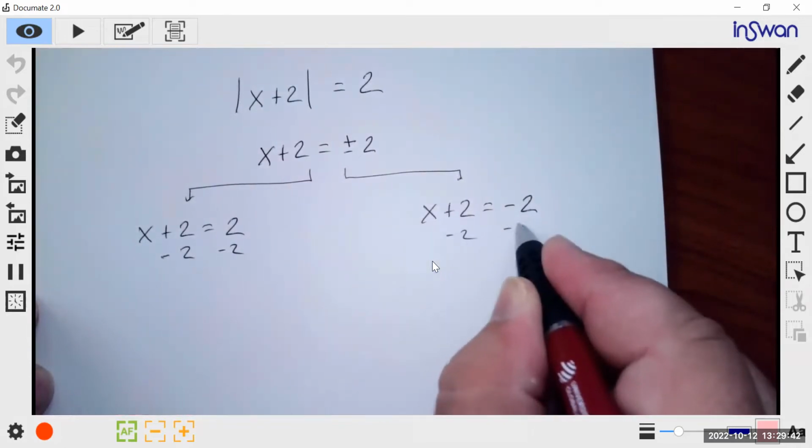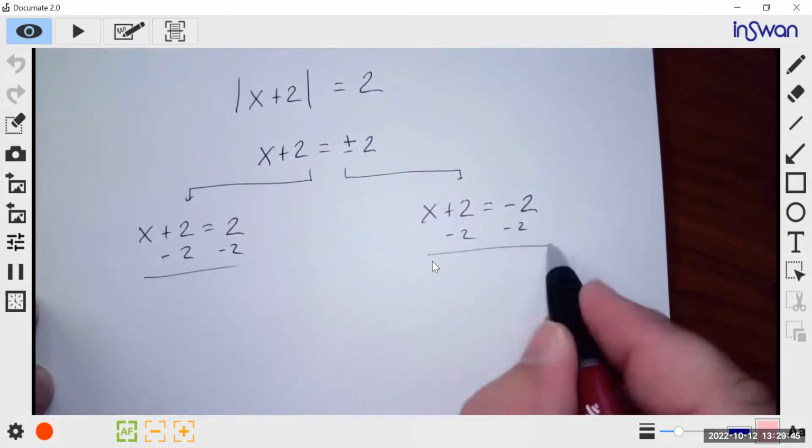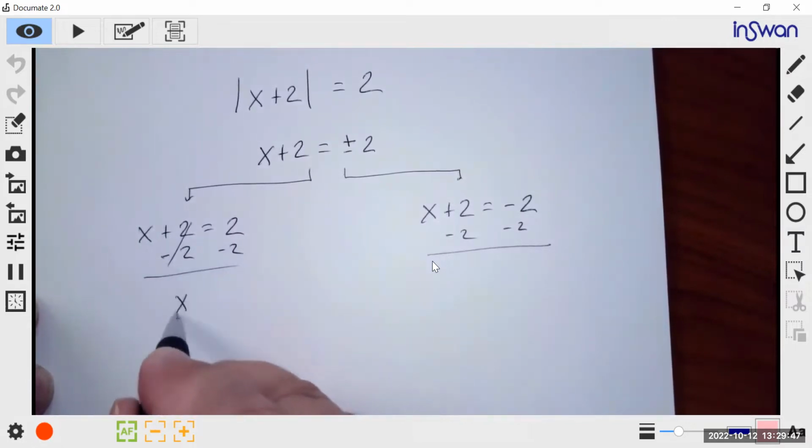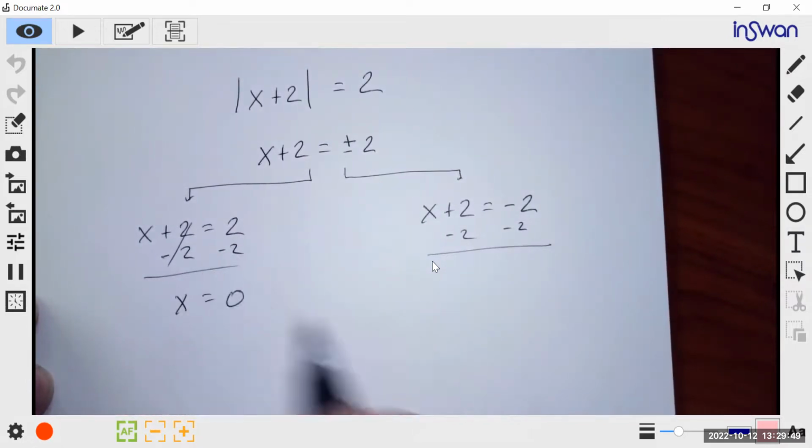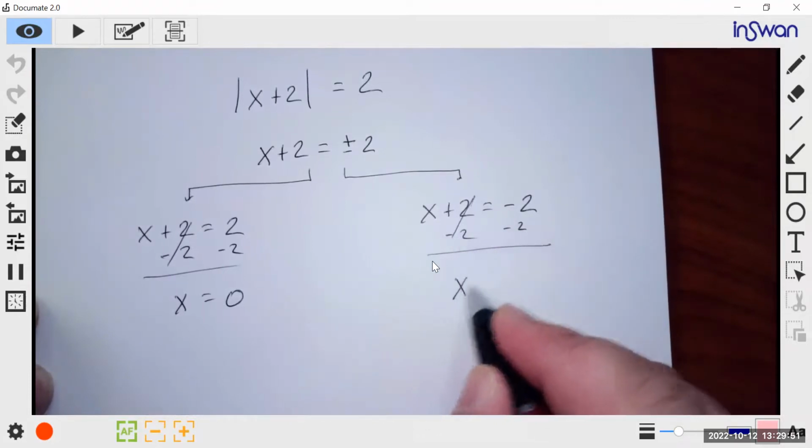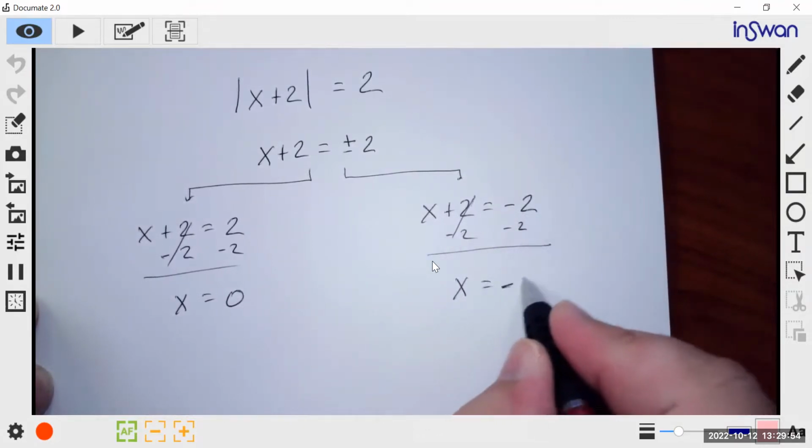Subtract 2 from both sides on both equations. 2 minus 2 is 0. Negative 2 minus 2 is negative 4.